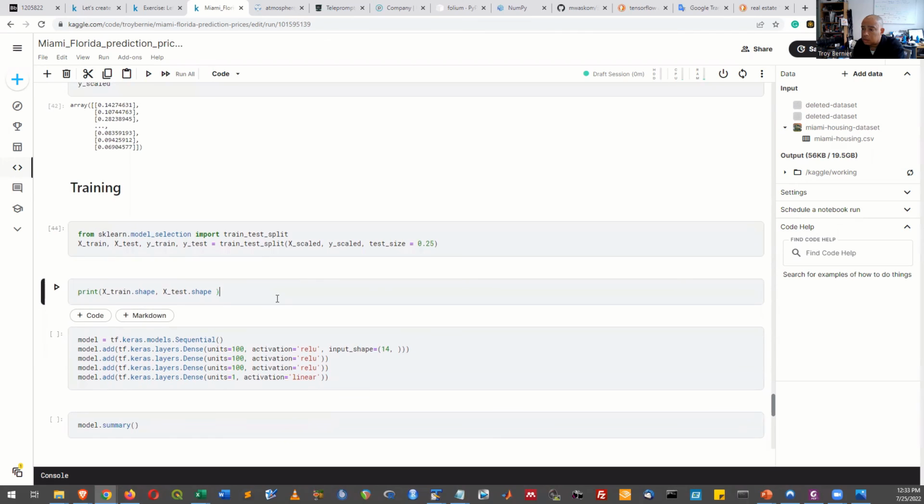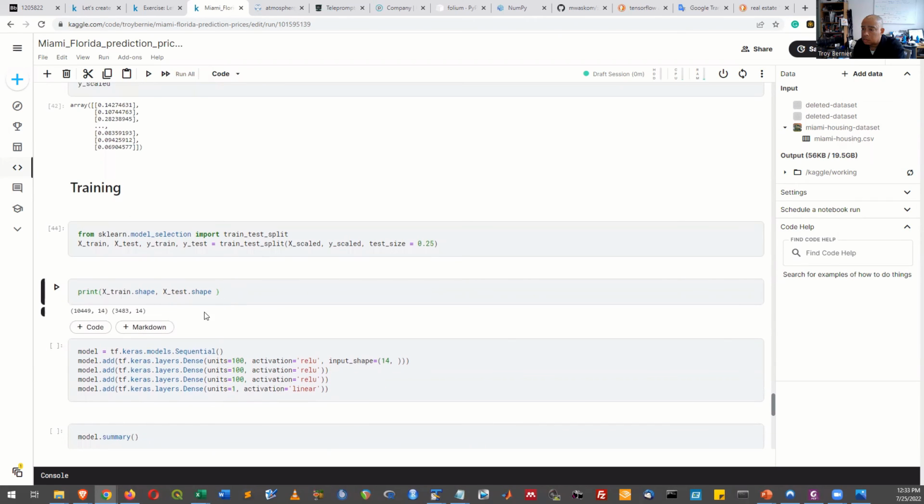It's very quick. And as you can see, the training data set is this size, 10,449 rows. And the test data set is 3,483 rows.